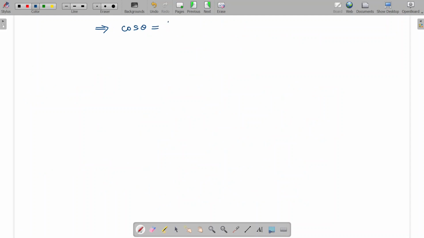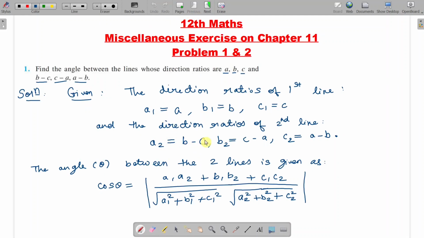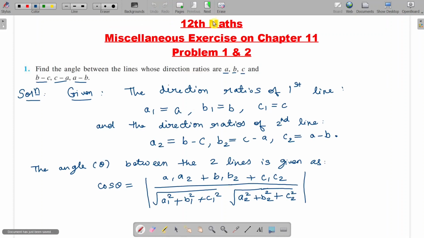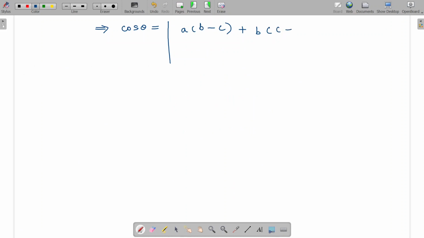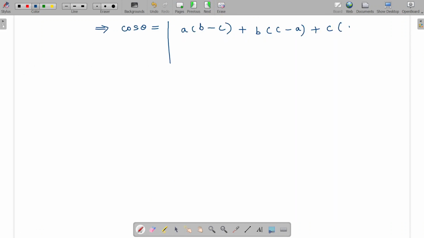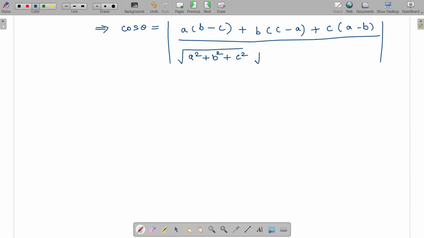So cos theta is equal to modulus of, so A1 is A, A2 is B minus C, so A into B minus C, then B1 B2, so B into C minus A, plus now C1 into C2 will be C into A minus B, and then this is whole divided by root of A1 square plus B1 square plus C1 square, so that is A square plus B square plus C square, and into root of A2 square plus B2 square plus C2 square, so B minus C the whole square plus C minus A the whole square plus A minus B the whole square.